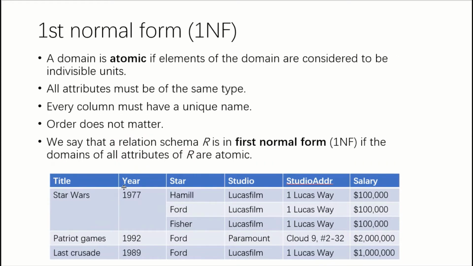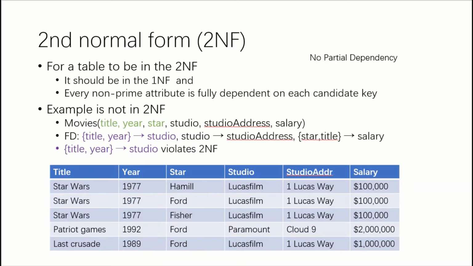So what then will be the second normal form? In the second normal form, it has got to be in the first normal form. That is the first criterion, and every non-prime attribute must be fully dependent on the candidate key. The official term for violating this is called partial dependency. So there are no partial dependencies in second normal form.